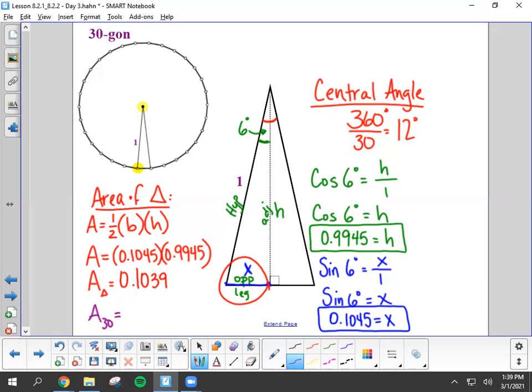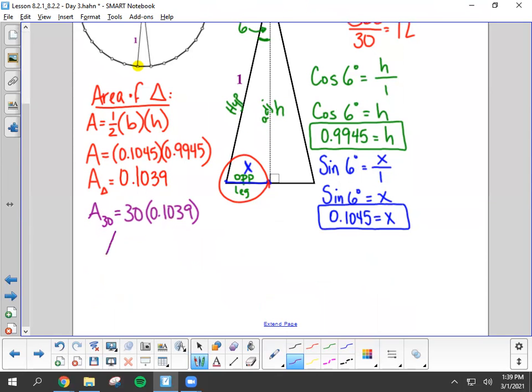Now, to take this further and find the area of the 30-gon, since this is an isosceles triangle and there are 30 identical ones in our regular polygon, I can do 30 times the area of my one triangle. So I'm going to take that area that I just calculated and multiply it by 30, and I get that the area of my 30-gon is equal to 3.12.